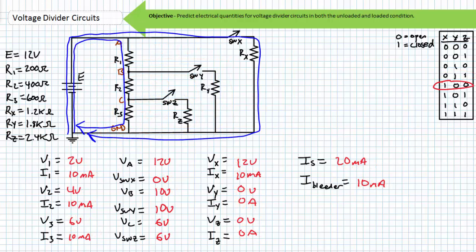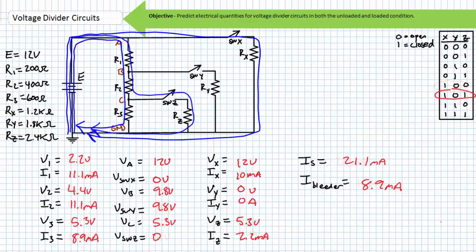In our fifth scenario, in which only switch X is closed, it's almost like it's a repeat of the unloaded voltage divider, with the minor exception that source current has increased because load resistor Rx is now drawing current. In our sixth scenario, when both switch X and switch Z are closed, we find something very similar to just when switch Z was closed, the one exception being the load resistor Rx now draws current, and source current will increase.